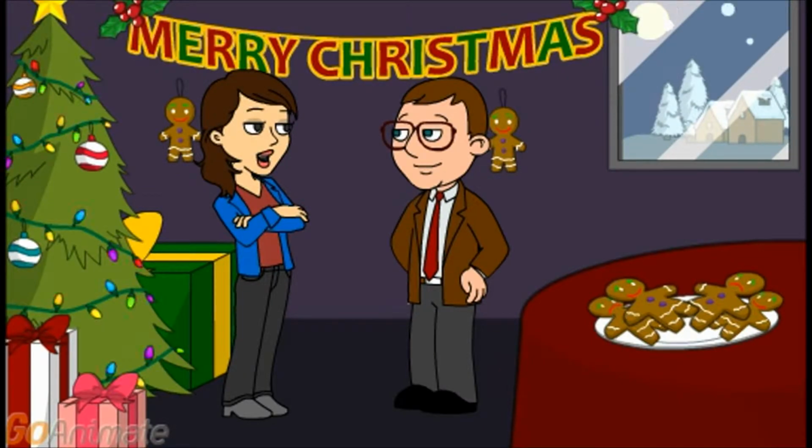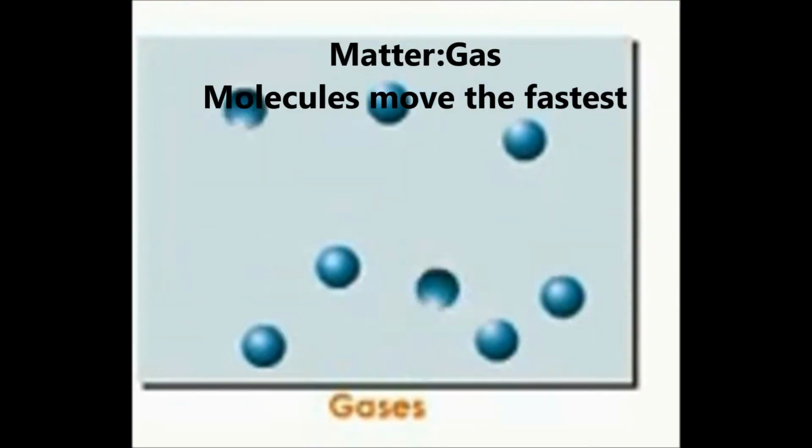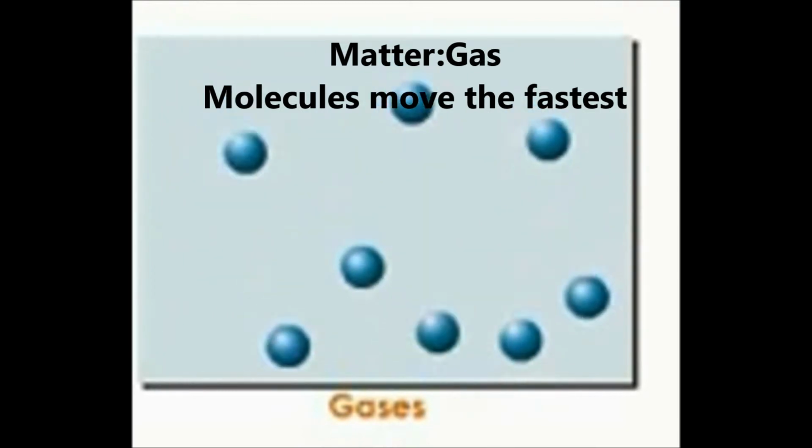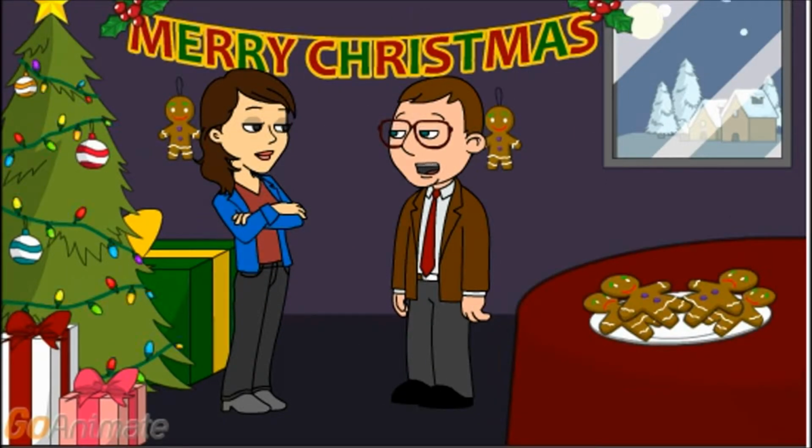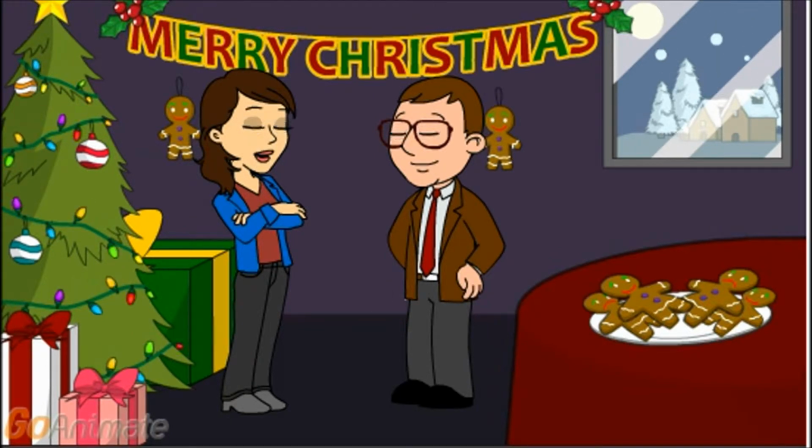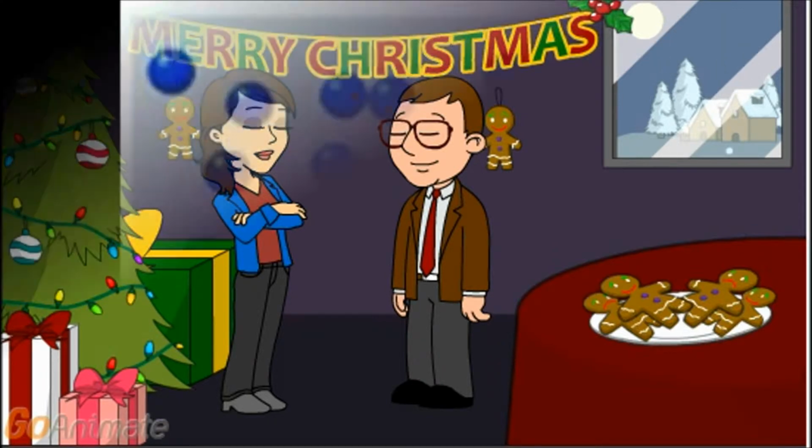Now let's start with me being able to see my breath when I breathe outside. That is a gas. Gas is the state of matter where molecules move the fastest. But what makes the molecules move so fast? The heat. The hotter the molecules get, the faster and more spread out their movements are. Gas moves everywhere it can.